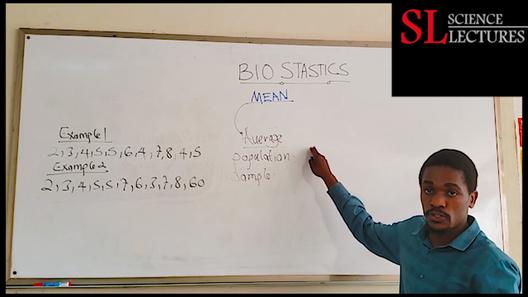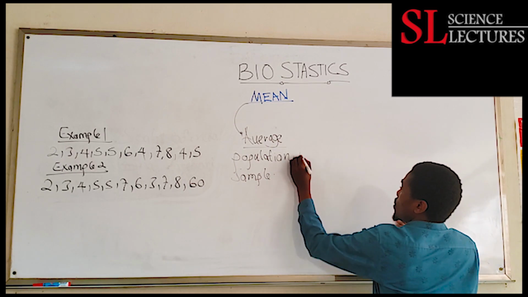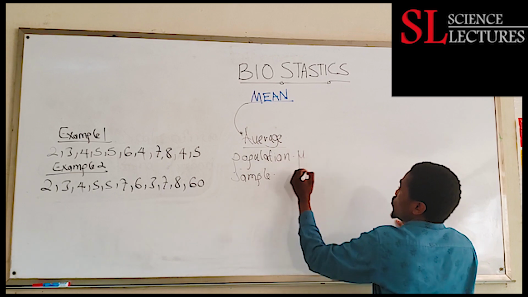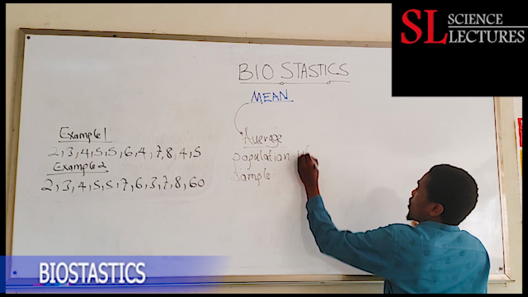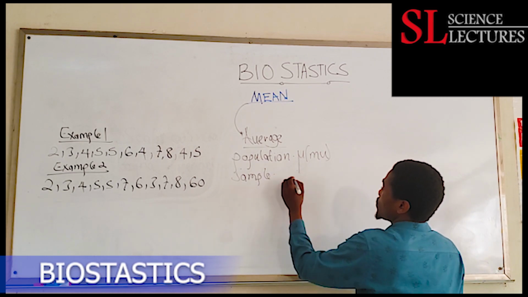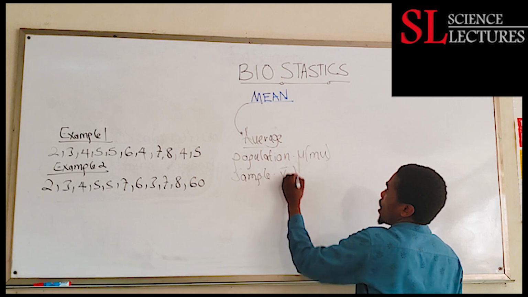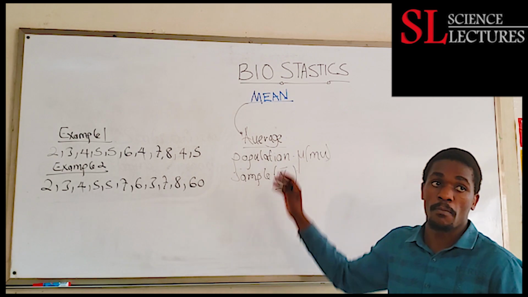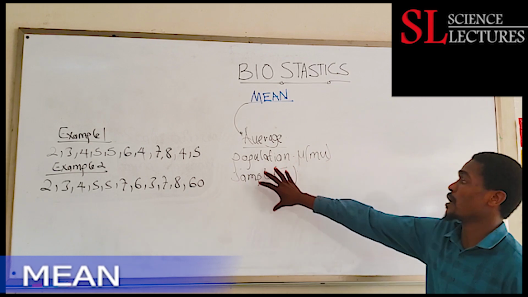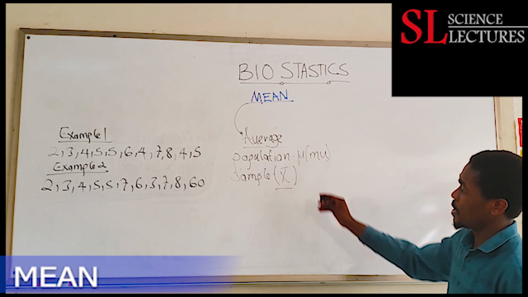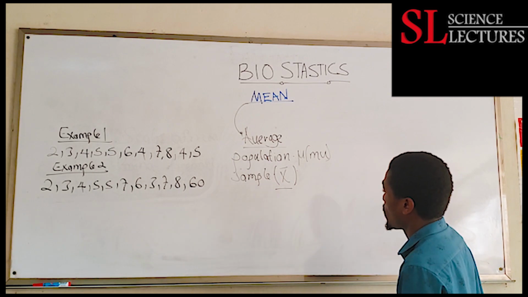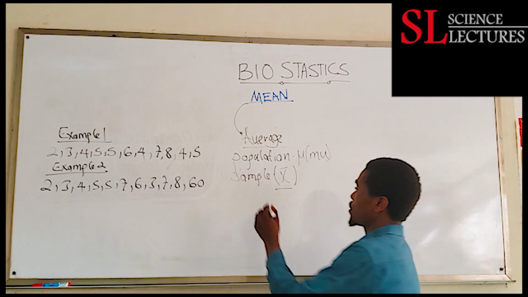The mean of the population is denoted by mu, written like that. A sample mean is denoted by x bar, that is, x with a bar over it. So the population mean is denoted by mu, and the sample mean is denoted by x bar. That is briefly an introduction about the mean.